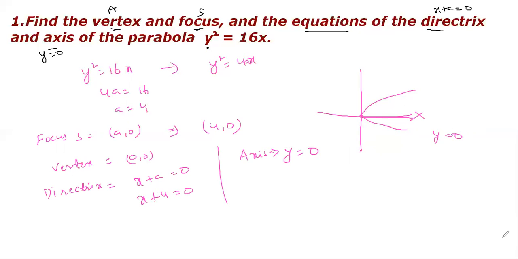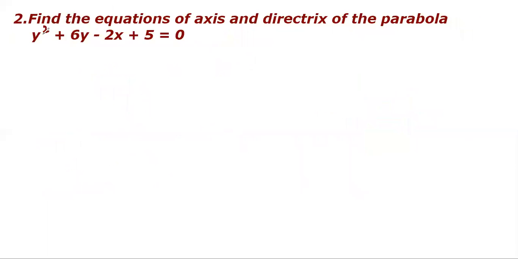Next question. Find the equation of axis and characteristics of the parabola y squared plus 6y minus 2x plus 5 equals 0. It is not in the standard form actually, like y squared equals 4x. So we have to convert this form. Here y squared plus 6y equals 2x, and the 5 I am going to send to the right side. So 2x minus 5 it comes.